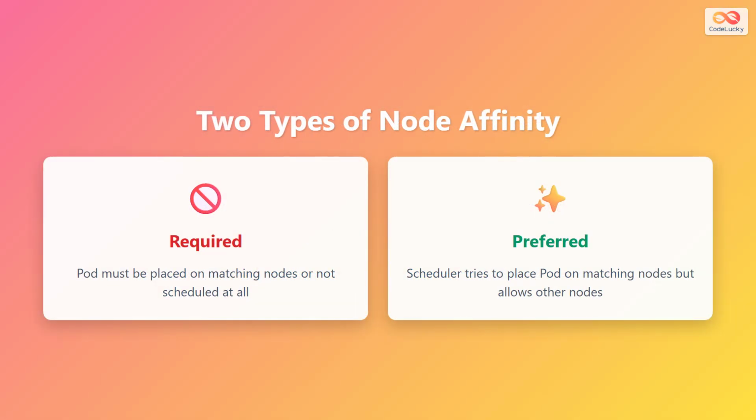There are two main types of node affinity rules you can use. First is required node affinity, which acts as a hard rule. This means the pod must be placed on nodes matching your criteria, or it won't be scheduled at all. The pod will remain in a pending state until a suitable node is found. Second is preferred node affinity, which acts as a soft rule. Here, the scheduler tries its best to place the pod on matching nodes, but if none are available, it will still schedule the pod on other available nodes. This provides flexibility while still expressing your preferences.